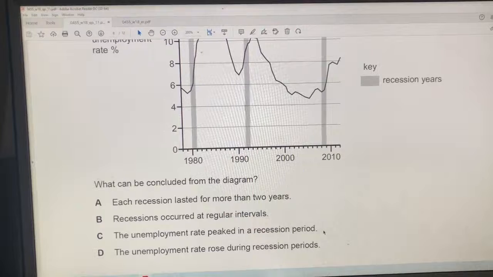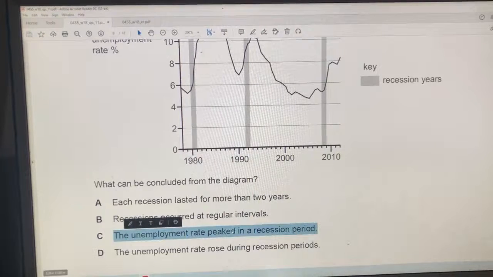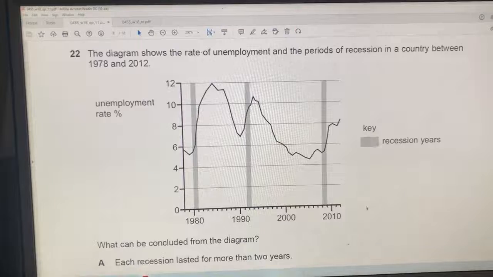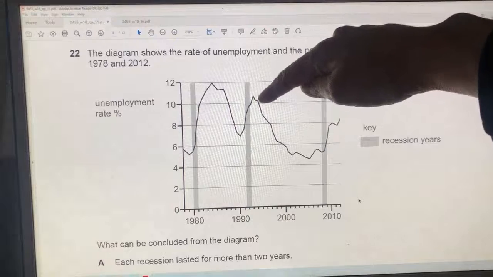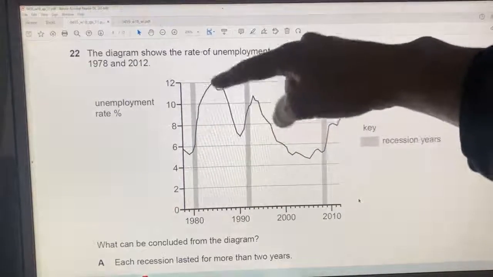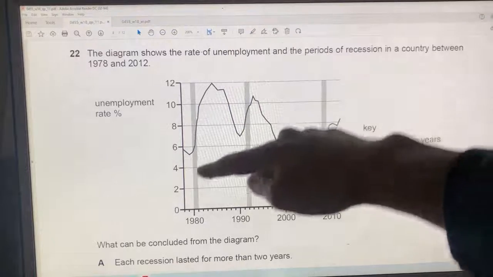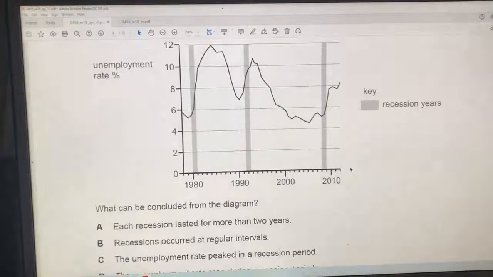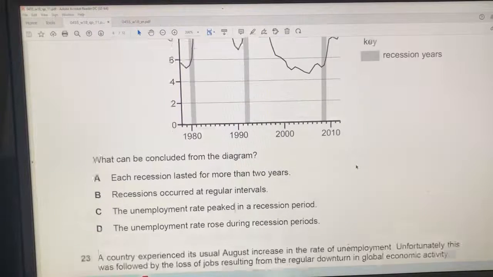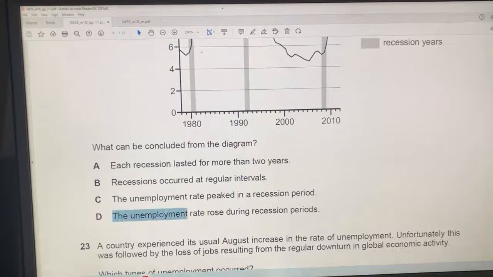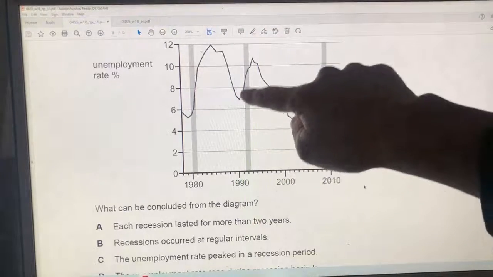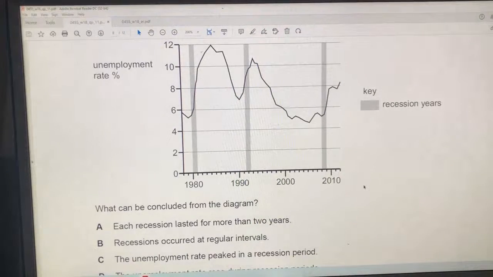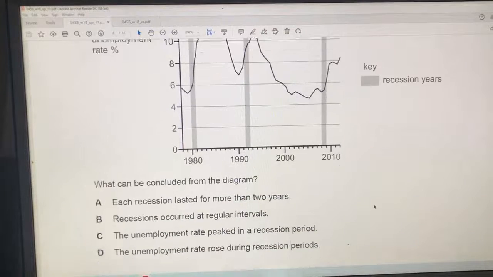B is not true. C says the unemployment rate peaked in a recession period. No, that's a peak, but that's after the recession. And that's the unemployment rate. I'm making sure. And that's the peak, and that's also after the recession. So C is not true. A, B, and C are not true, so D must be true, I hope. The unemployment rate rose during recession periods. Yes, yes, and yes. So the answer for 22 is D.